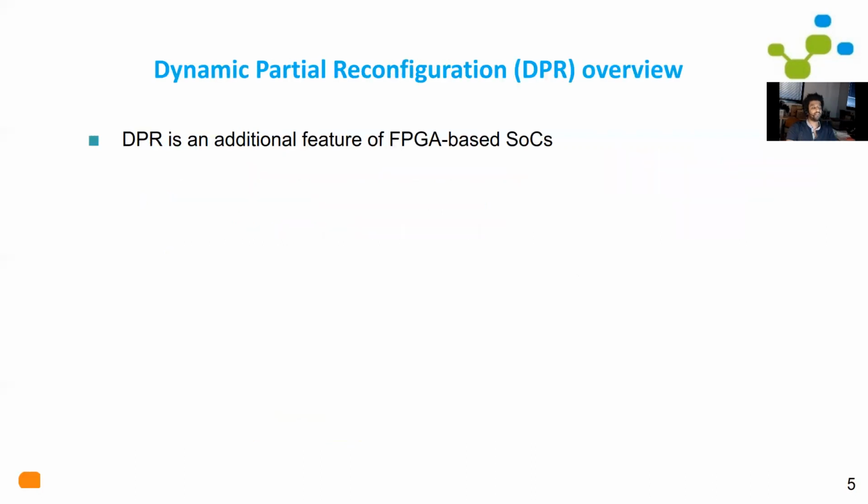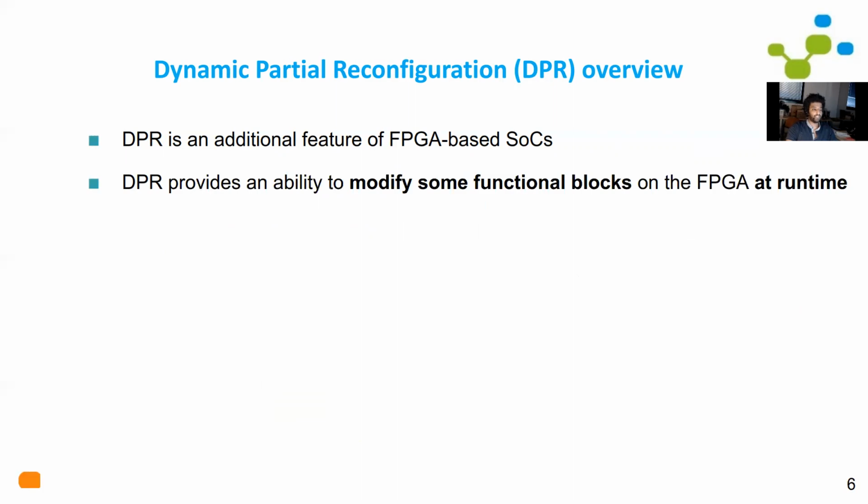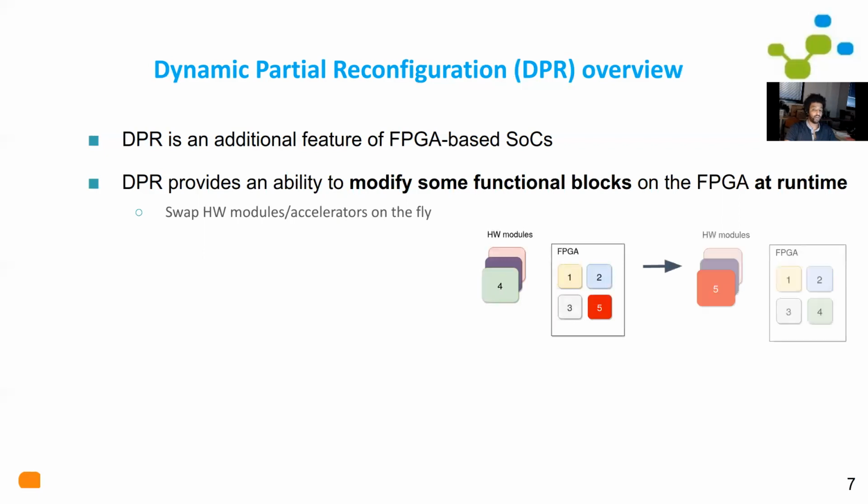Okay, so what is dynamic partial reconfiguration? This is a feature offered by these platforms. It is basically the ability to modify or change some of the functional blocks running on the FPGA at runtime. It gives us the flexibility not to configure the full FPGA when we want to modify a certain section of the FPGA. So basically we can swap in and swap out hardware accelerators on the fly.